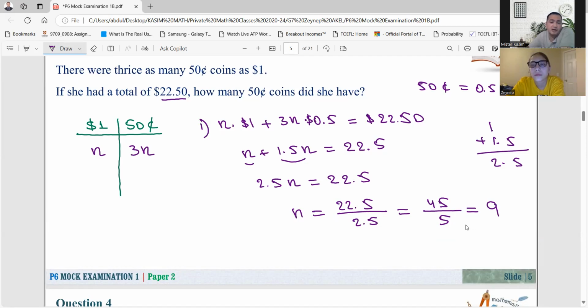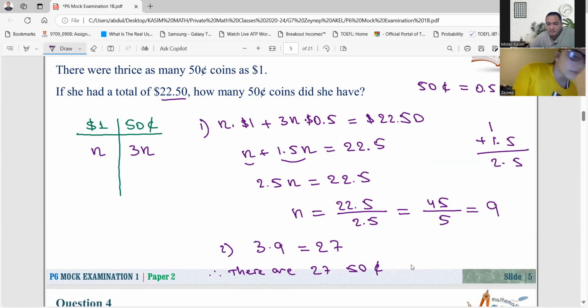Then the question is asking how many 50-cent coins did she have? So to answer this question, we need to find 3n. 3 times 9, that's equal to 27. So the answer will be there are 27 50-cent coins.